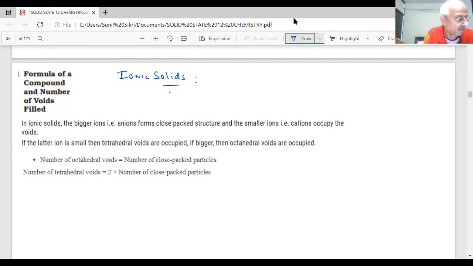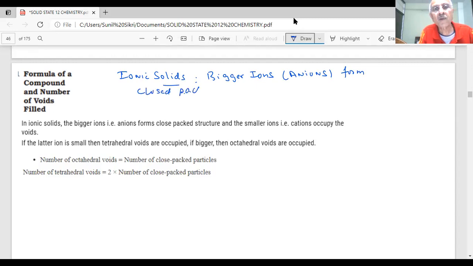What happens in ionic solids? The bigger ions, usually anions, form the closed pack structure. Bigger ions are usually anions. Anions are larger than cations, usually, not always. There could be a cation which is bigger. Bigger ions, usually the anions, student, form the closed packed structure. The smaller ions, cations, occupy the voids, students.